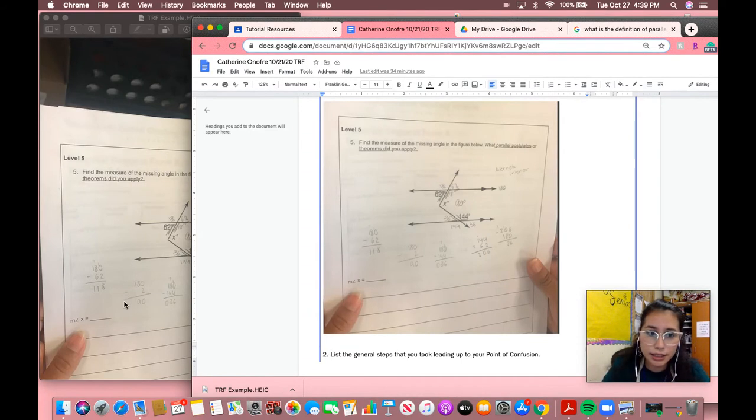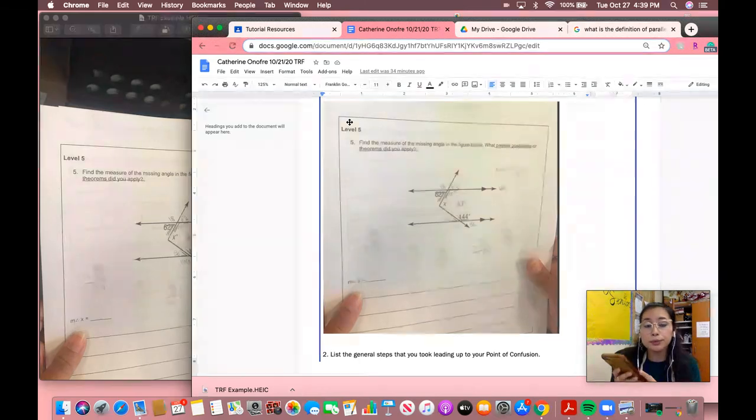So basically here, I have inserted my problem. And how did I do that? Well, first I have to take a picture on my phone or on my iPad, whatever I'm using. So I would take a picture, boom, and I would have to download the Google Drive app. That's what I found easiest.